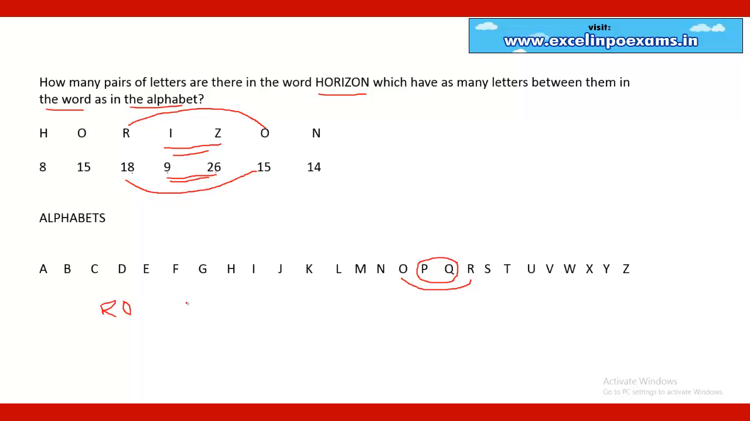Now search for the second condition. Is there any other pair which satisfies the given condition? So it is, see, this is 14 and 15. There is no letter in alphabets between O and N, and therefore O and N also satisfy the given condition.